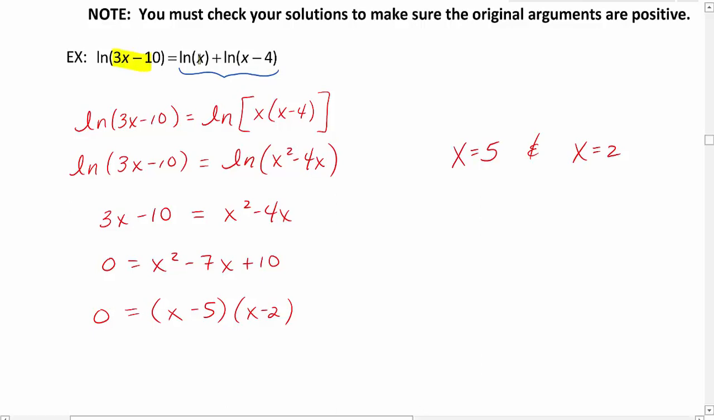We need to plug it in these three spots and make sure that when we clean it up we get a positive number. So plugging 5 in, I'm going to get 15 minus 10 is 5. That's positive. Plugging in for x, it's positive. 5 minus 4, also positive. So 5's good for sure. Now we plug in 2 into that first argument. 3x minus 10, that's going to give us 6 minus 10, which is negative 4, so this one's going to have to be thrown out. We have a single solution of x equals 5.